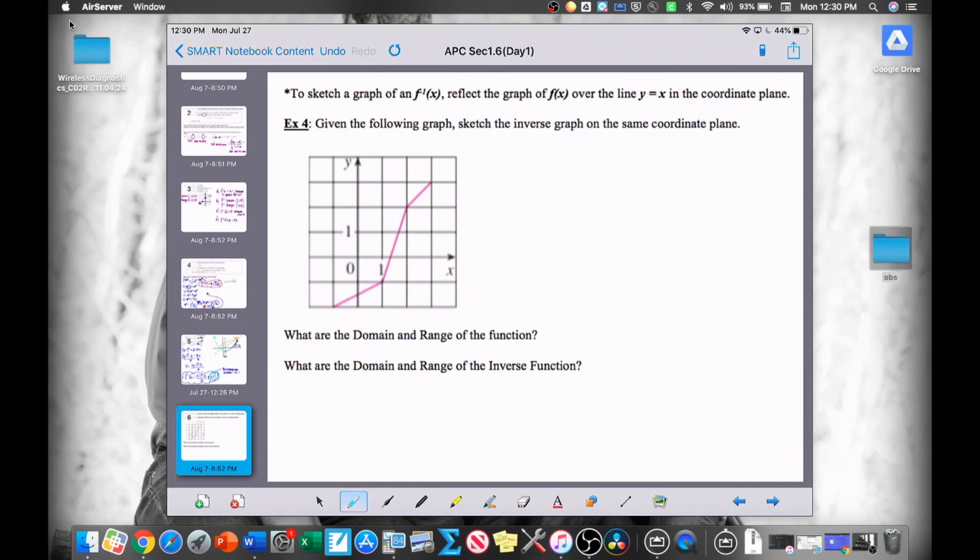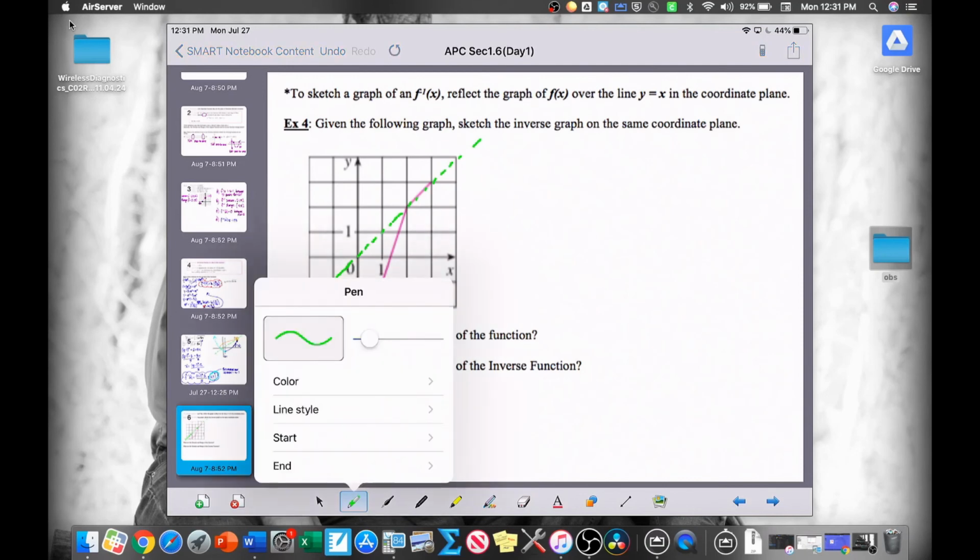Finally, in example 4, it says, given the following graph, sketch the inverse graph on the same coordinate plane. Well, we just discussed this in the last example. To sketch a graph of an inverse function, just reflect the graph f of x over the line y equals x in the coordinate plane. That's easy enough to do. So I'm going to go ahead and sketch in that line y equals x. That's just that diagonal line that crosses right through 0, 0. So to sketch a graph of its inverse, I'm just going to reflect the points on the curve over the line.